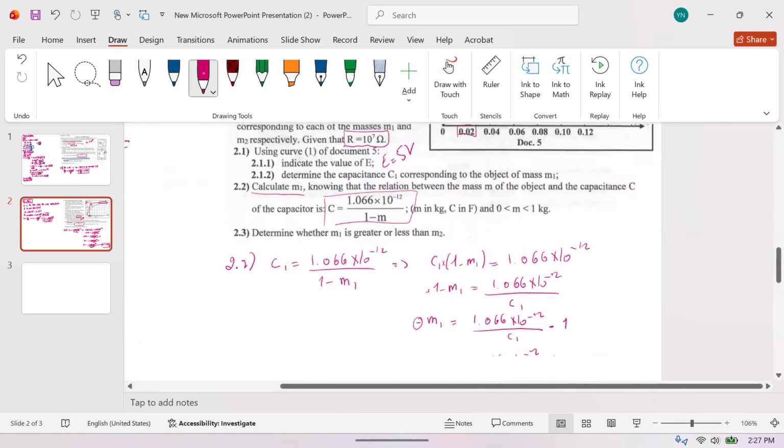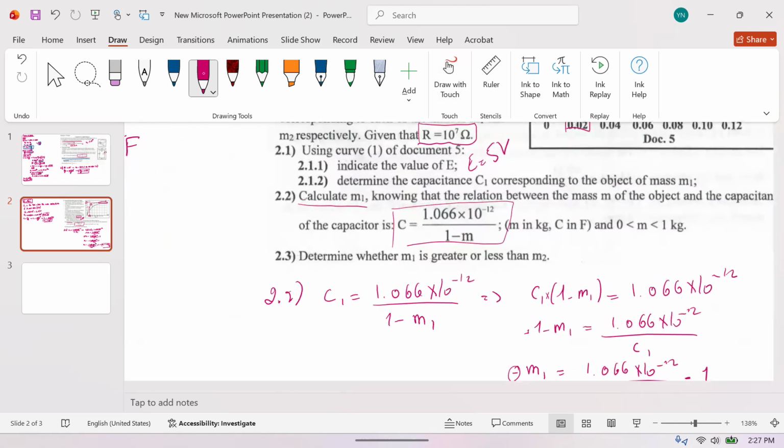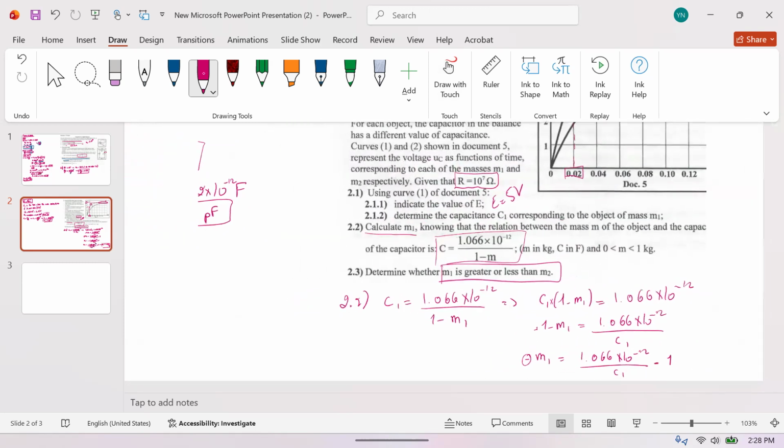Now, determine whether M1 is greater or less than M2. This question is really great because you can recalculate and do the same thing for M2. And once in the previous questions, they gave us the expression that relates C to M. Now you have the option to calculate C2 as I did with C1, then find M2, then state whether M2 is smaller or greater, but this is really a long type of problem.